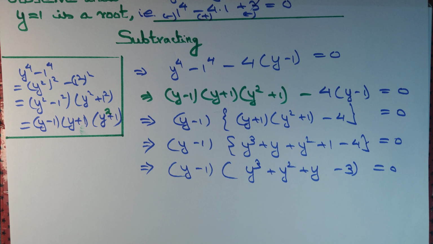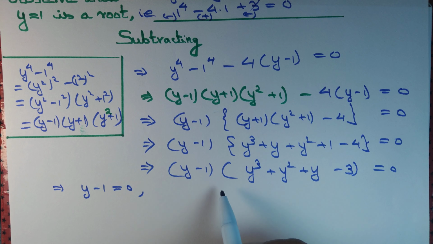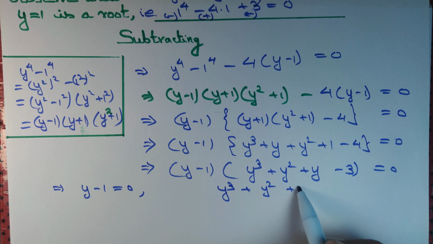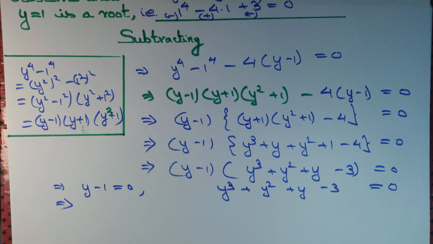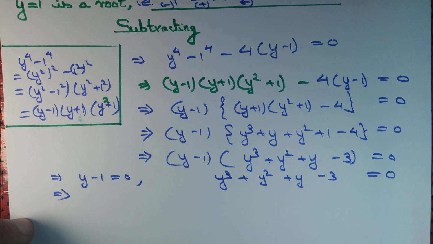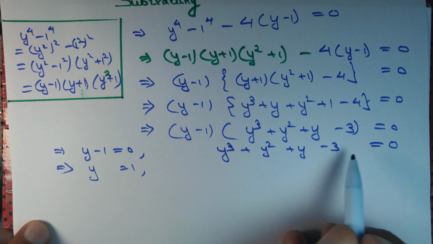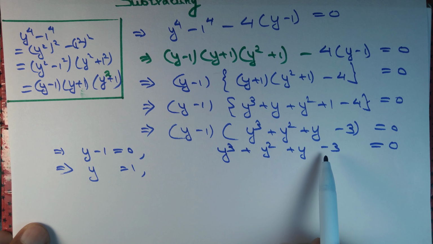Now once again we got a product of two numbers equal to 0. So we must have that either y minus 1 equal to 0 or y cube plus y square plus y minus 3 equal to 0. If y minus 1 were equal to 0, then I can simply write y equal to 1. If this expression were equal to 0, once again you see that y equal to 1 is a root of this expression.